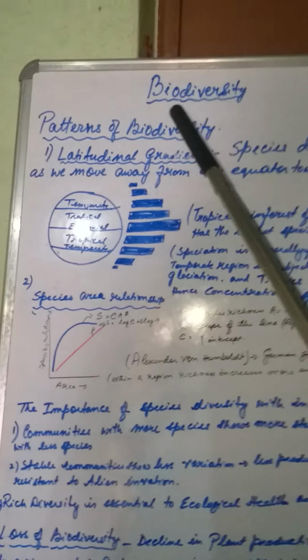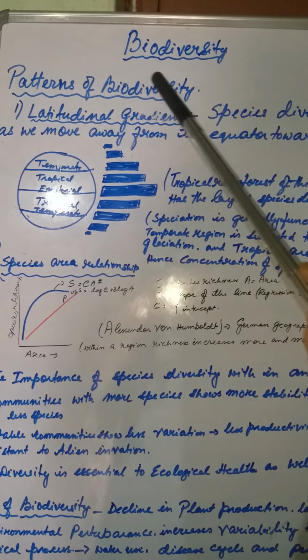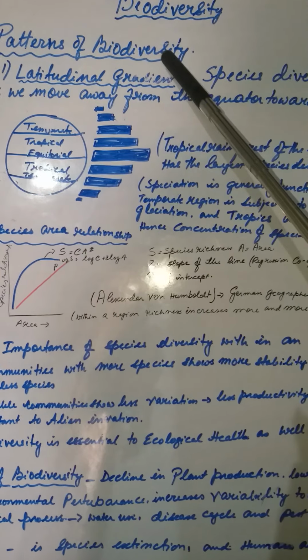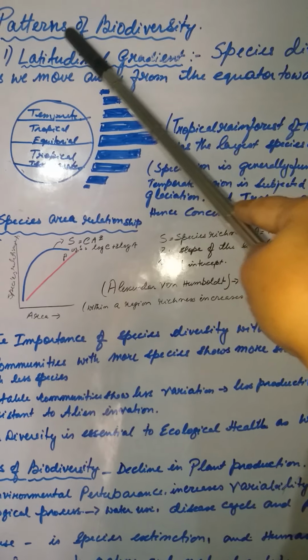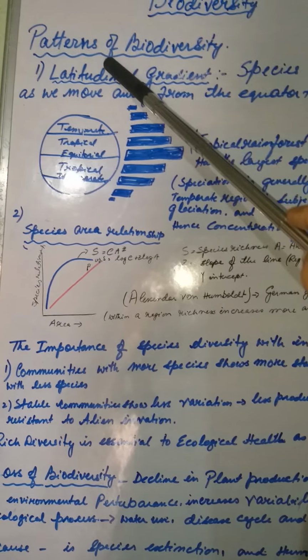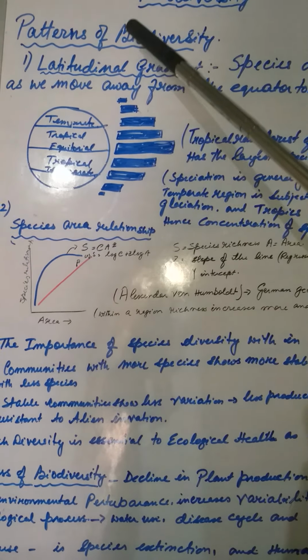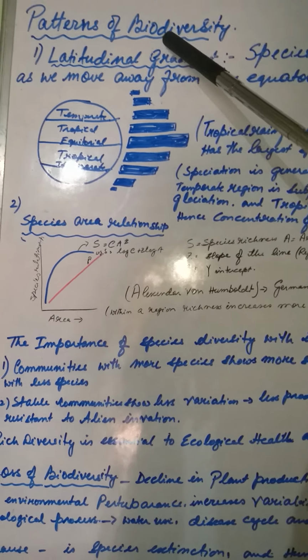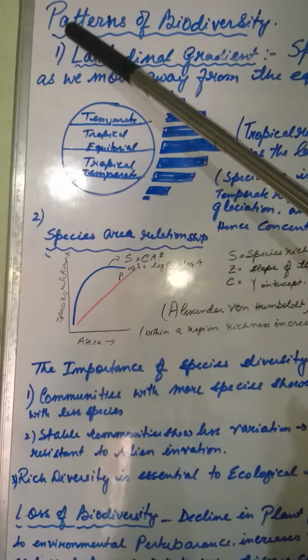Now here you see, today we are dealing with biodiversity. Okay, biodiversity, we are dealing with patterns of biodiversity. Basically, what is patterns of biodiversity? Patterns of biodiversity deals with the pattern of distribution of species. Okay, now here we will be dealing with the two patterns.